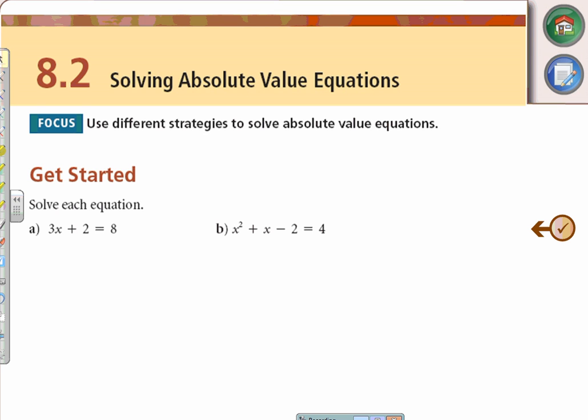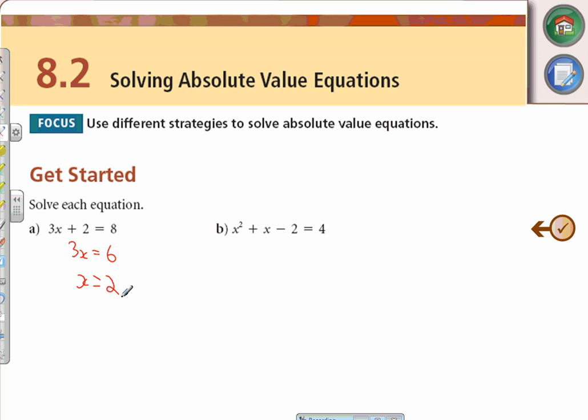So looking at 8.2, solving absolute value equations, page 631. Just to get started here, looking at solving each of these. Quick, easy, linear. Subtract 2, so you get 3x equals 6. Divide by 3, you get x equals 2.